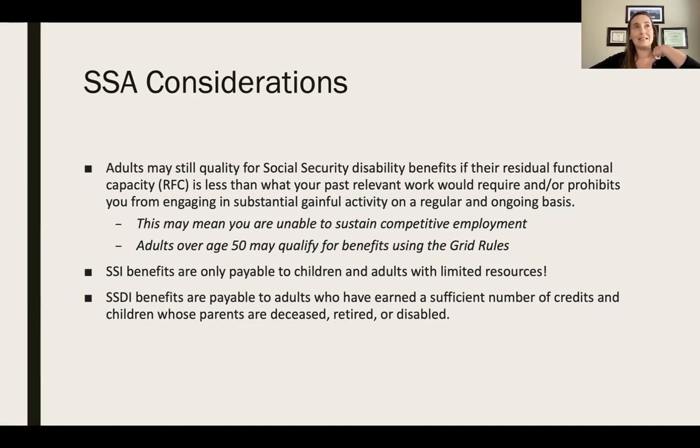Same with disabled adult children. If the arthritis or whatever the condition is has been in existence since prior to age 22 and there are medical records that prove that, then there may be a way to get a disabled adult child claim, riding on the parents' Social Security benefits, if the parents are deceased, retired, or disabled.